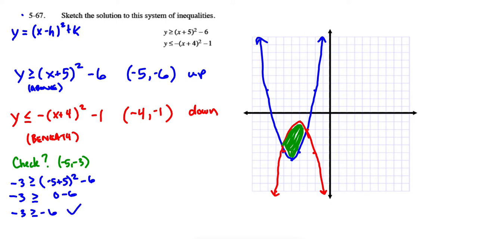So this is true. And then let's check our other one real quick here. Let's plug it in. So we're going to say -3 is less than or equal to the opposite of -5 plus 4 squared minus 1. -5 plus 4 is -1 squared is 1. We're going to take the opposite of it. So we have -3 is less than or equal to -1 minus 1. So is -3 less than or equal to -2? Yes, it is. So we know we are correct. So this is what your graph should look like for 567.